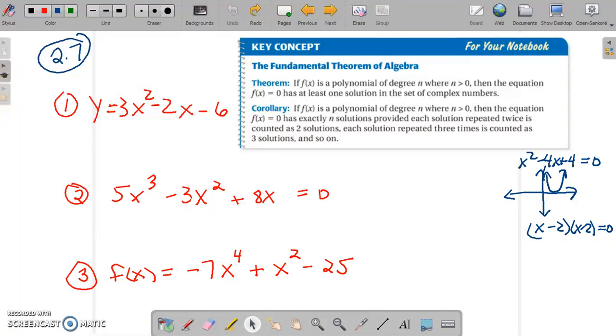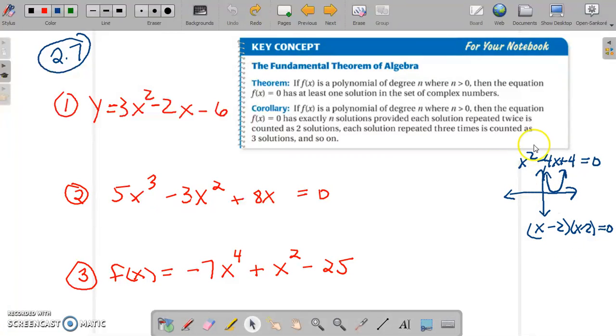What that means is, you remember the quadratics, and when we factored certain quadratics, the discriminant became 0. Remember when we looked at the discriminant and said there's one solution because it was just touching the x-axis. So here's an equation, x squared minus 4x plus 4. It is a second degree polynomial. According to this corollary, it should have 2 solutions because it's degree 2, and if you count the repeated solution as 2, it does have 2 solutions.